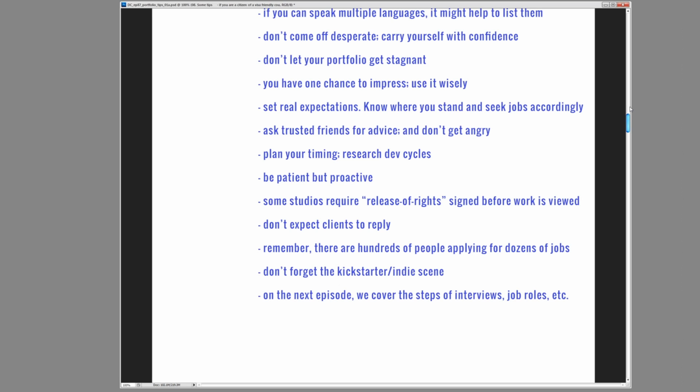Next, set real expectations. Know where you stand and seek jobs accordingly. This is also just some real world mentioning here that if your work is not that great, and you don't have experience, the likelihood of getting into BioWare or Blizzard is pretty low. But sometimes you see students pursuing those jobs. I don't see anything wrong with it, but at least have some backups.